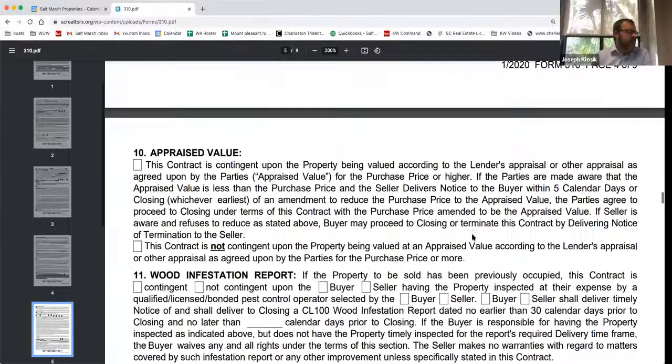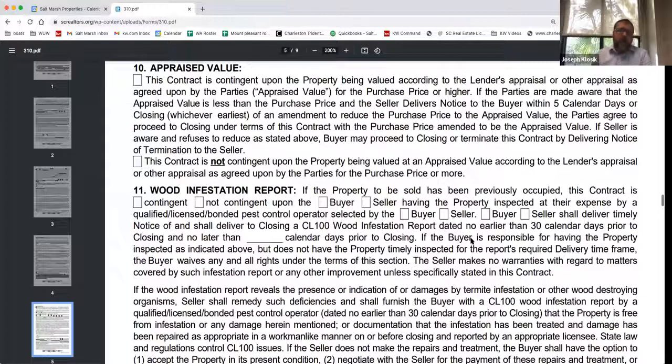Appraised value. Paragraph 10, the contract can either be contingent on or not contingent on the appraisal. Now, basically, that's pretty self-explanatory what these are. If it is contingent on the appraisal, here's how that works.